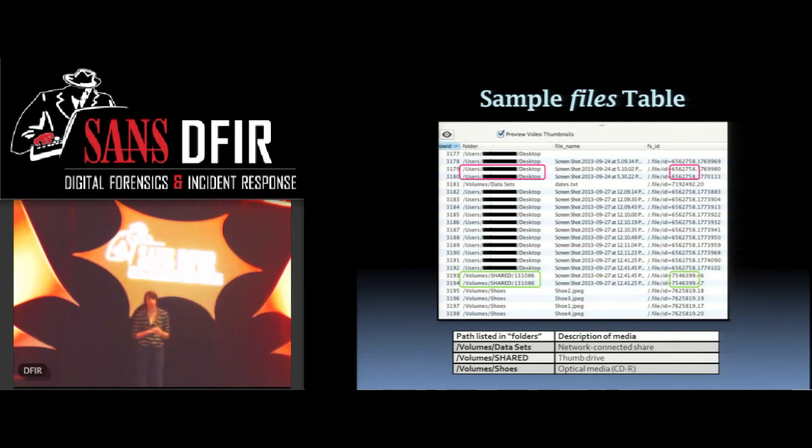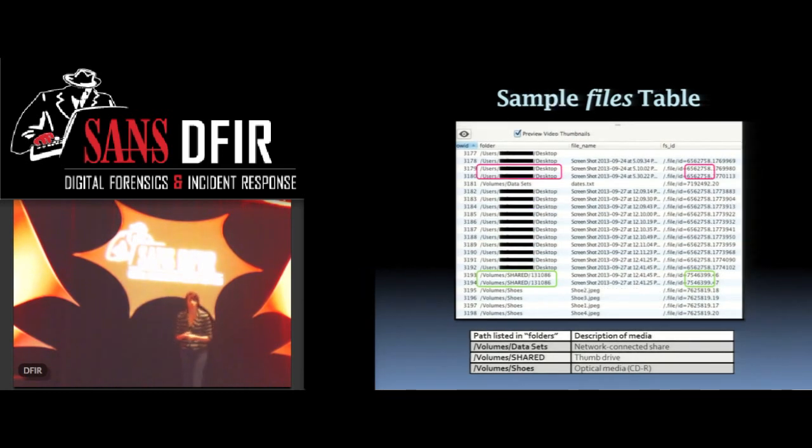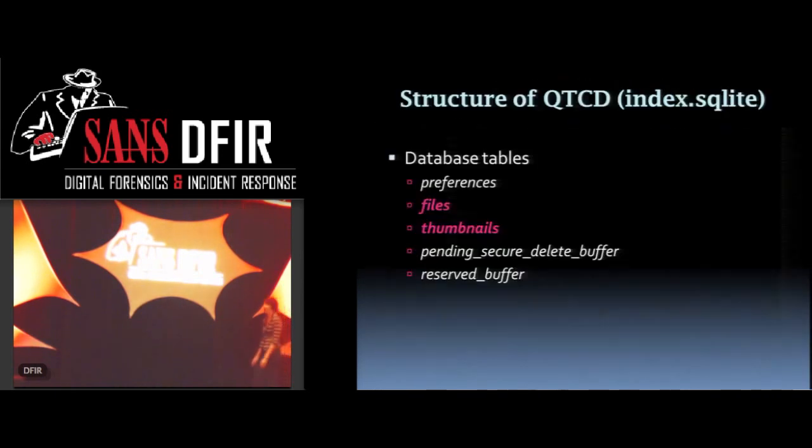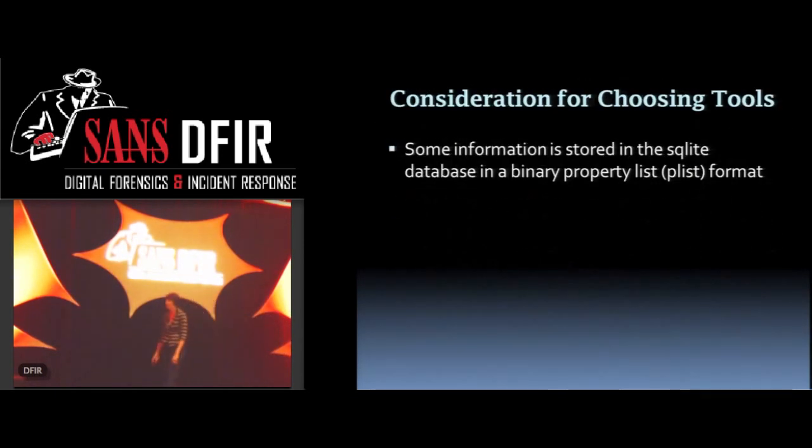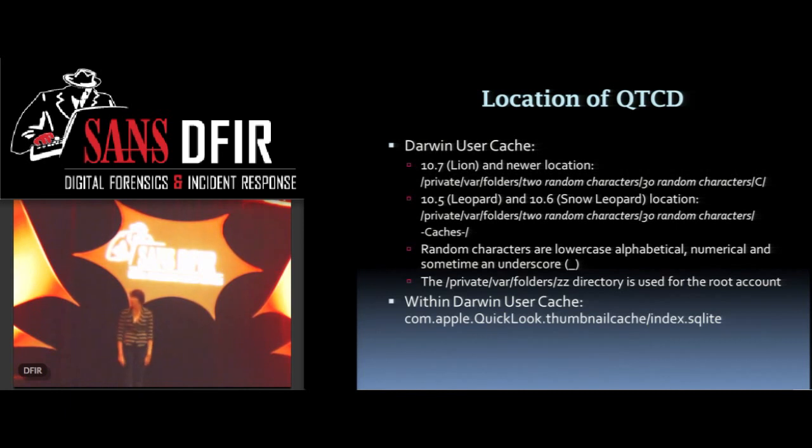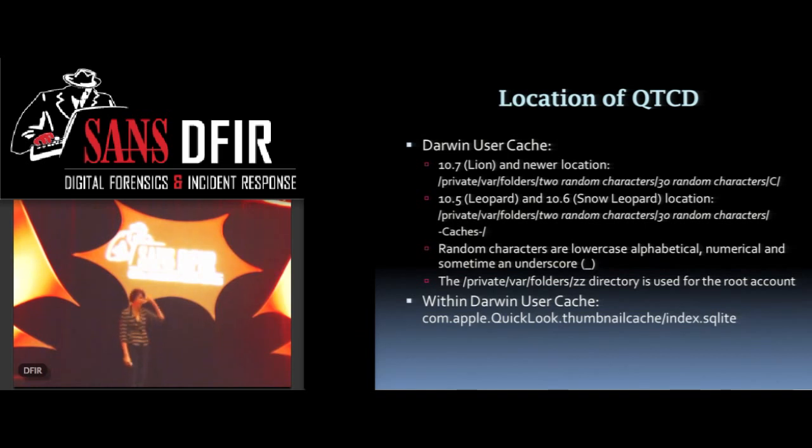Like, say, create a Python tool that would go in, dump the database, and these tables. Yes, if they wanted to. In Yosemite, it's still in the Darwin user cache area, same location. So it should be private var folders and then, yes.